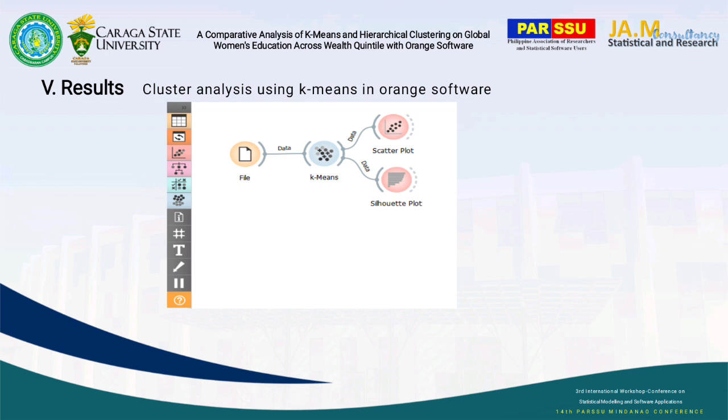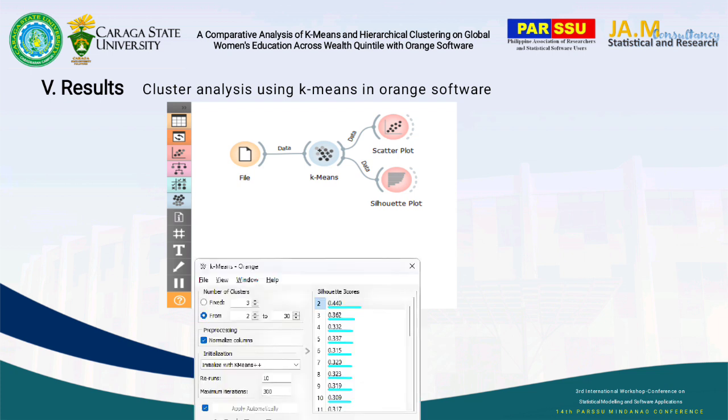Now let's explore K-means clustering in Orange software. After we load our data to a file widget, connect the file widget with K-means. K-means requires us to specify the number of clusters, but in Orange, we can also ask it to find the right number of clusters using Silhouette.